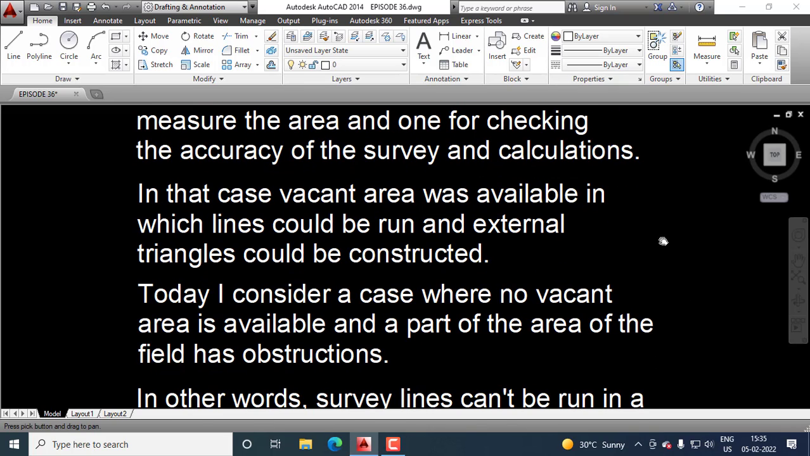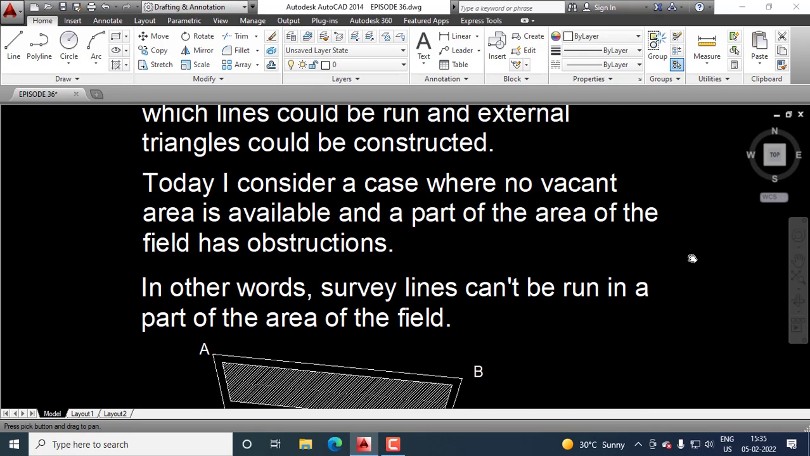Today, I consider a case where no vacant area is available and a part of the area of the field has obstructions. In other words, survey lines can't be run in a part of the field, in a part of the area of the field.